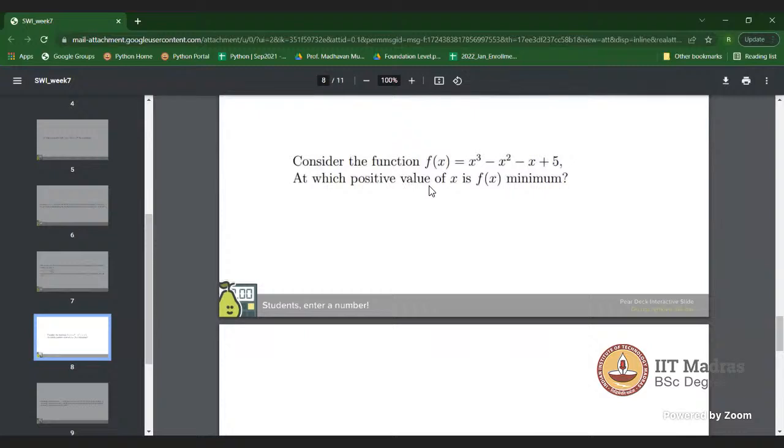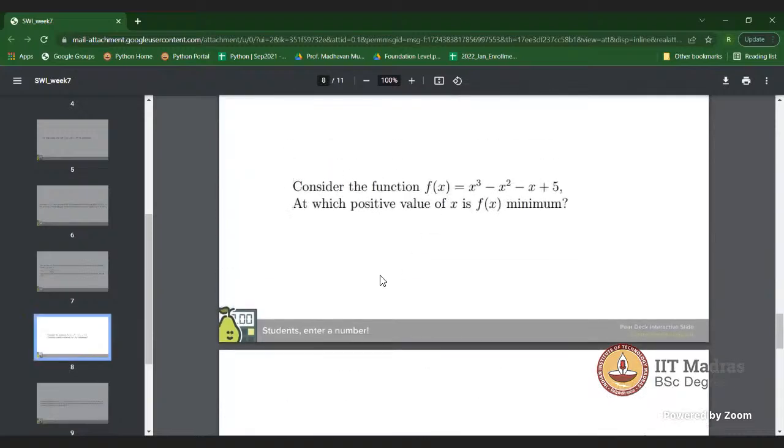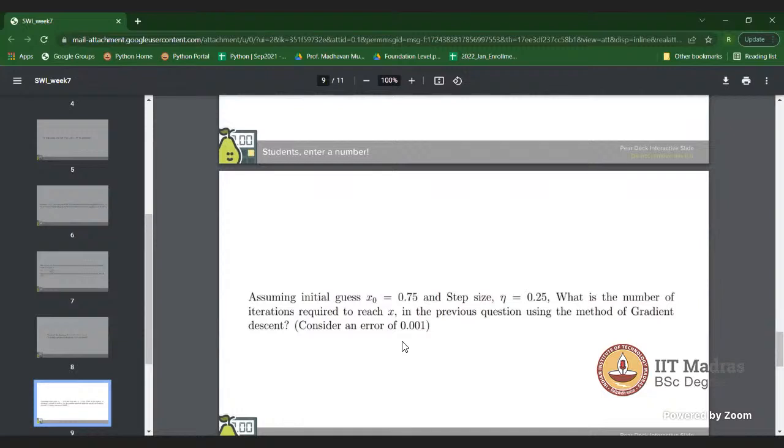So basically, you should be checking this f of 1 value, and whatever answer you get through this gradient descent, the f of x minus f of 1 should be within the range of 0.001. Clear? Yes, sir. Okay, try this problem.